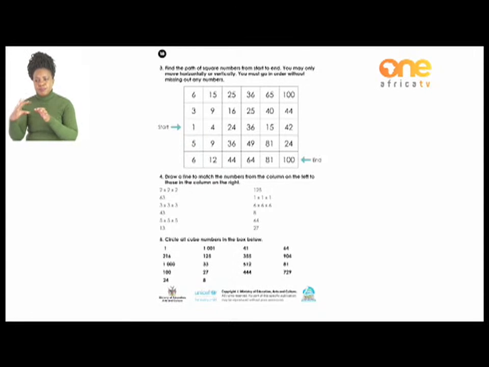Number 5, there we have to circle all the cube numbers in the box below, or all the numbers which are listed there. Just circle the numbers which are cube numbers.